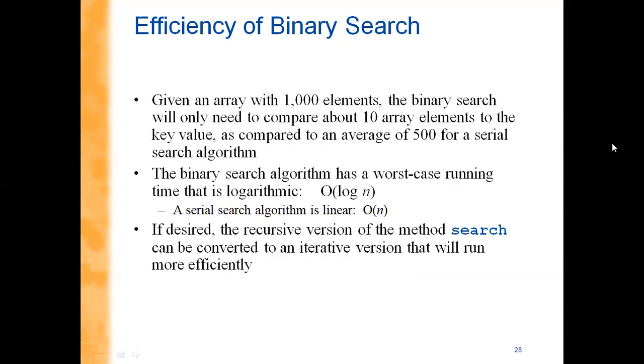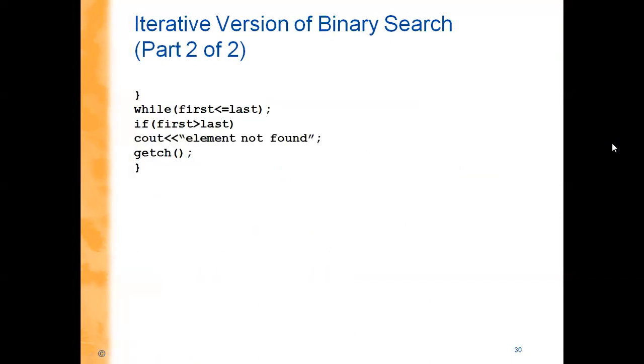Given an array with 1,000 elements, the binary search will only need to compare about 10 array elements to the key value, as compared to an average of 500 for a serial search algorithm. The binary search algorithm has a worst case running time that is logarithmic order, log n. A serial search algorithm is linear order, n. If desired, the recursive version of the search method can be converted into an iterative version that will run more efficiently. This is the iterative approach of binary search.